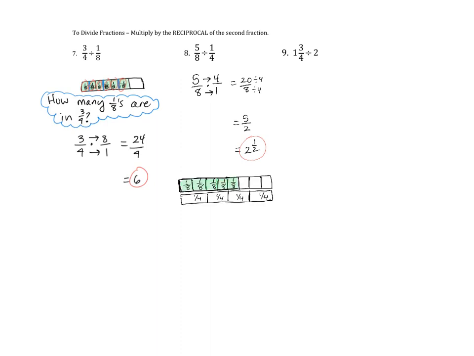Okay, and then visually we can see, all right, well, how many fourths are there in 5/8? So here I have 5/8, and I have 1/4, 2/4, and then here I just only have half of a fourth. So that would be 2.5 fourths are in 5/8.